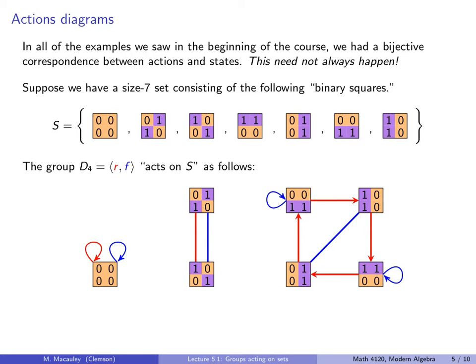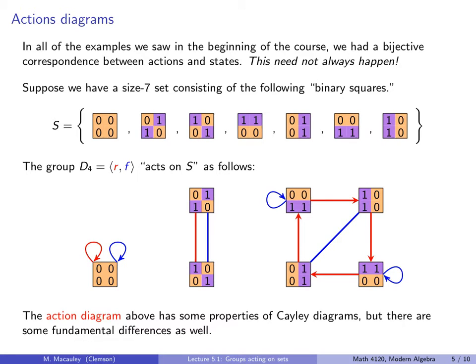Similarly, if you flip this checkerboard 1, 0, 1, 0, 1 about the vertical axis, it sends it to this other checkerboard. And finally, this lone square, 0, 0, 0, 0, is fixed whether you rotate it or flip it. So this action diagram describes what you get as you rotate and you flip these squares according to the group D4.